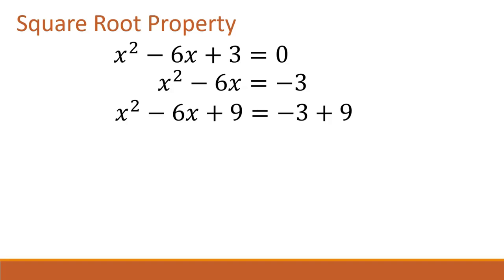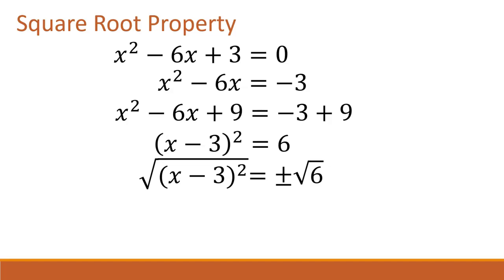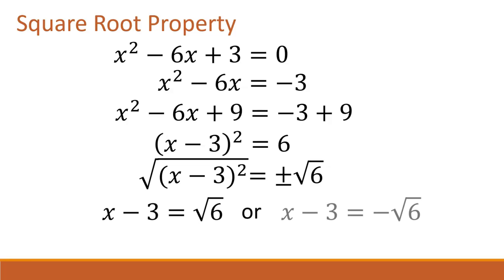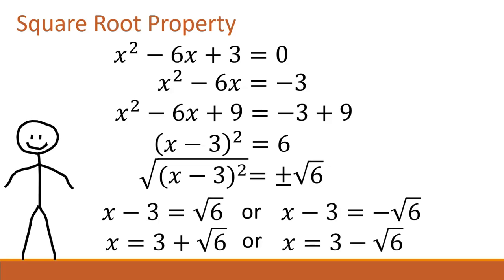But now the left side of the equation is a perfect square. And now that we've got that perfect square on the side with the variable, we can take the square root of both sides of the equation and solve for the x to get our two irrational solutions to this quadratic equation.